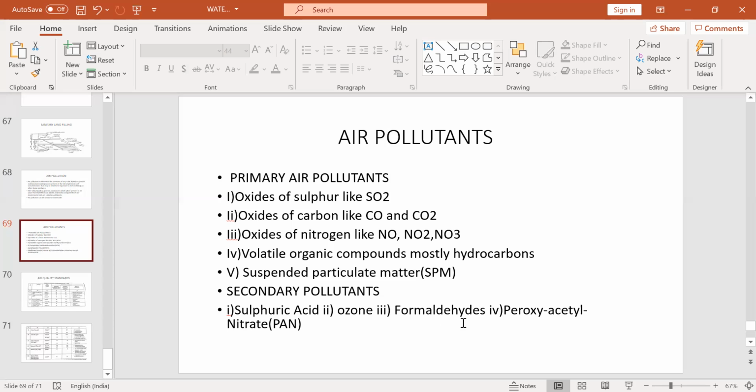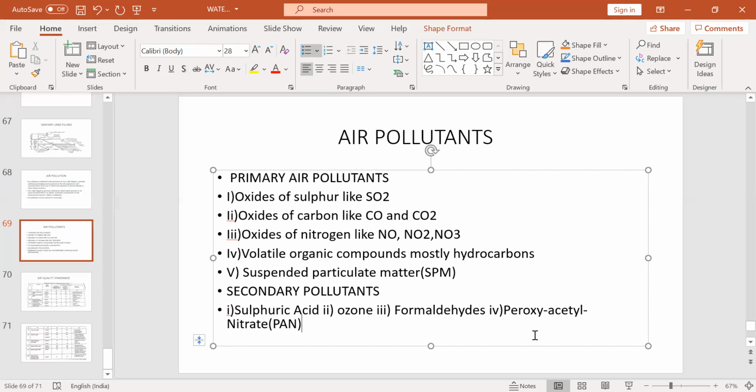Again, formaldehyde I have already explained, and peroxyacetyl nitrate. This is again another hydrocarbon. Carbon is a major secondary pollutant present. Allergic agents might also be present there.